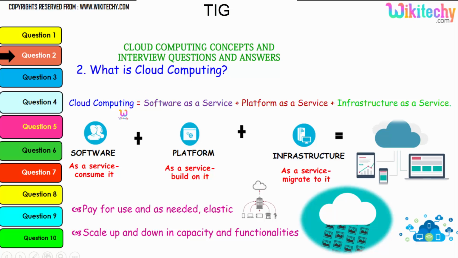Now, still further, what is cloud computing? Cloud computing is nothing but software as a service, where the software is consumed as a service, platform as a service, and infrastructure as a service. The collaboration of software, platform, and infrastructure is referred to as cloud computing. The major advantages are pay for use as needed, and elastic. If I'm looking for very minimal storage, pay for that. If I'm using bigger storage, pay for that. And elastic, I can extend and also reduce, scaling up and down in capacity and functionality. That's the major advantage of cloud computing.